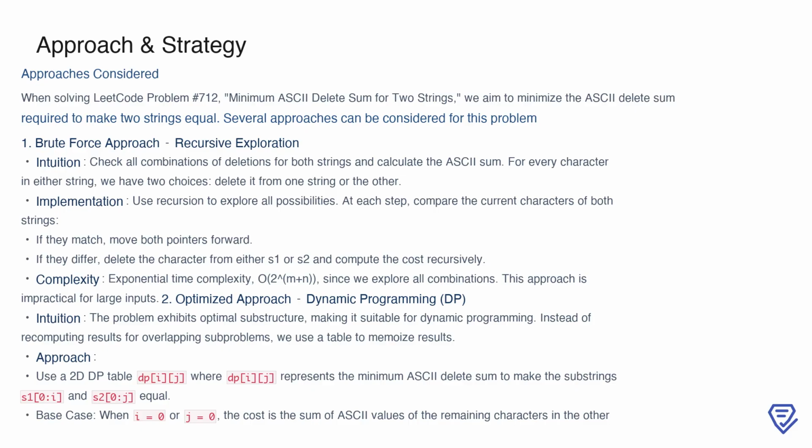To improve on this, we turn to the dynamic programming approach, which takes advantage of the problem's optimal substructure. By avoiding recomputation of overlapping subproblems, we use a table to memorize results, significantly improving efficiency. The idea is to build a 2D DP table where each entry represents the minimum ASCII delete sum required to make certain substrings equal. Let's explore how this is implemented in detail.